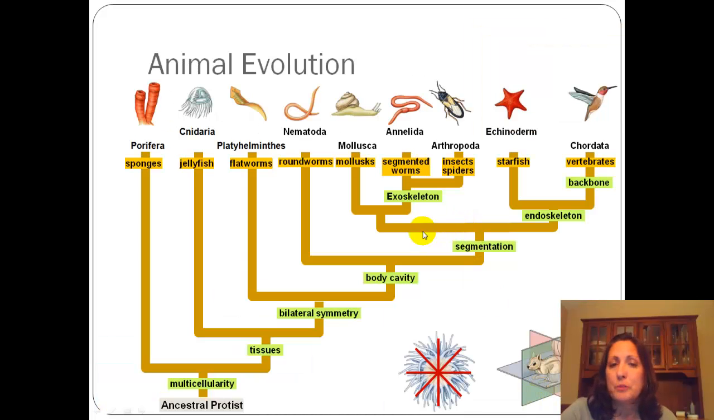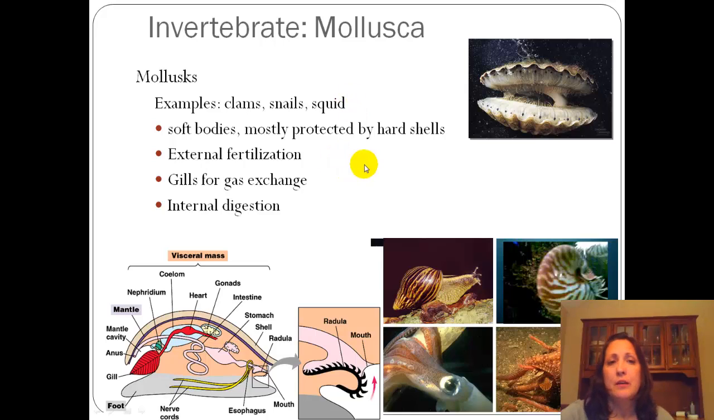Okay. Next group, these guys are kind of cool, and now we're starting to get into groups that you're probably a little more familiar with, and that's the mollusks. The mollusks are in the phylum Mollusca, and these guys include any shelled organisms, so clams and scallops and snails, and even organisms whose ancestors had a shell, like squid or octopi. These guys have soft bodies, but they're usually protected by those hard shells. They do external fertilization. We see that mostly in the water. We'll start to see internal fertilization as organisms start moving out of the water.